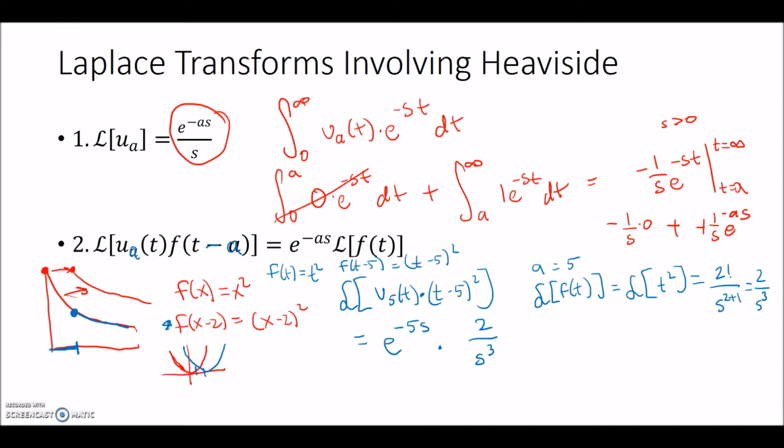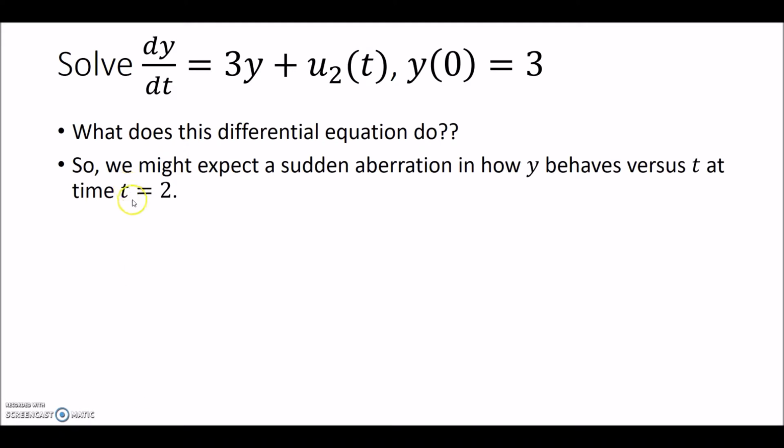Now we'll also need to use it backward in the next example. So let's move on to the next example. Solve dy/dt equals 3y plus u sub 2 of t with the initial condition y of 0 equals 3. Well, first of all, what does this differential equation even do? Why would we introduce the Heaviside in there?